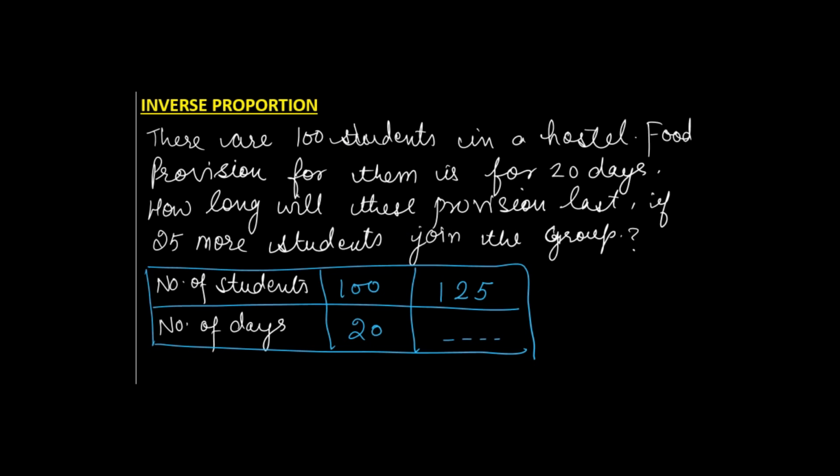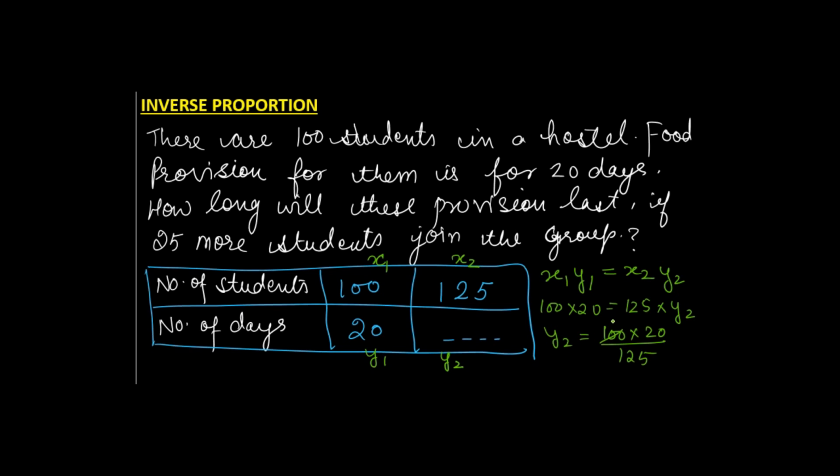Now, we know that the instances of number of students will be taken as x1 and x2 and y1 and y2 for the number of days. So our aim is to figure out the value of y2. In inverse proportion, we know that x1 into y1 is equal to x2 into y2. So 100 into 20 is equal to 125 into y2. So from here, y2 is equal to 100 into 20 over 125. 25 fours are 100, 25 fives are 125, 5 ones are 5, 5 fours are 20, and we get y2 as 16.